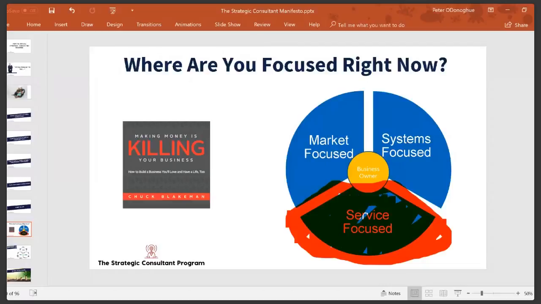Type into the chat box. Do you believe that you are service focused, market focused, systems focused, or any of the others?